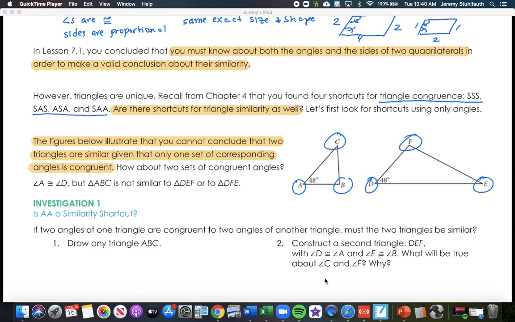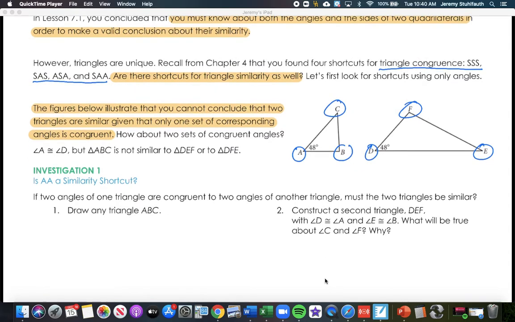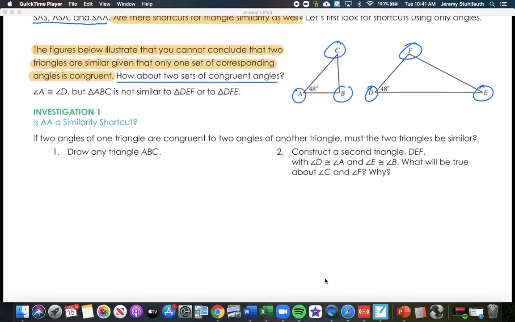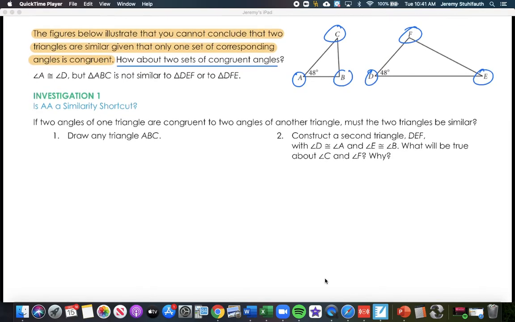So we're going to take a look at some possible shortcuts. We're going to start off by looking at what happens if we know two sets of angles are congruent. Again, we're going to do some of this on Desmos. So we're going to jump over to Desmos, and I've already drawn the triangles for this. You will see triangle ABC, and a second triangle, DEF, with angle D congruent to angle A and angle E congruent to angle B.